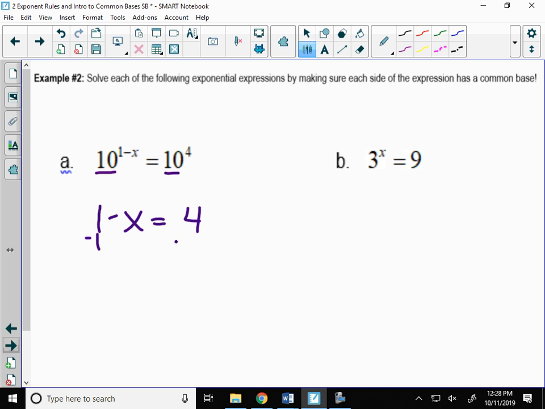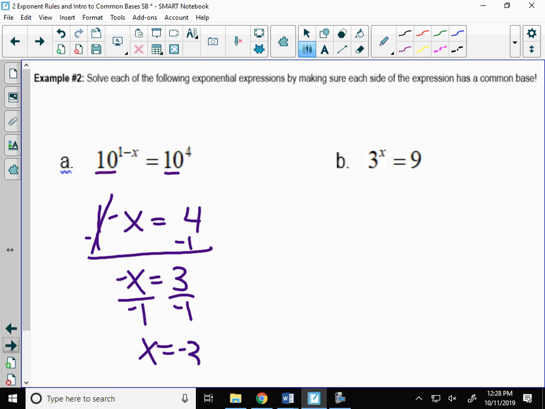So I subtract 1. I'll get negative x equals 3. And what does x equal? Negative 3. Okay, so if I wanted to check, if I put negative 3 back into the equation here, I'd have 10 to the 1 minus negative 3. And what's 1 minus negative 3? Plus, so it gives me 10 to the 4th. Is that the same thing as I have on the right? Yes.